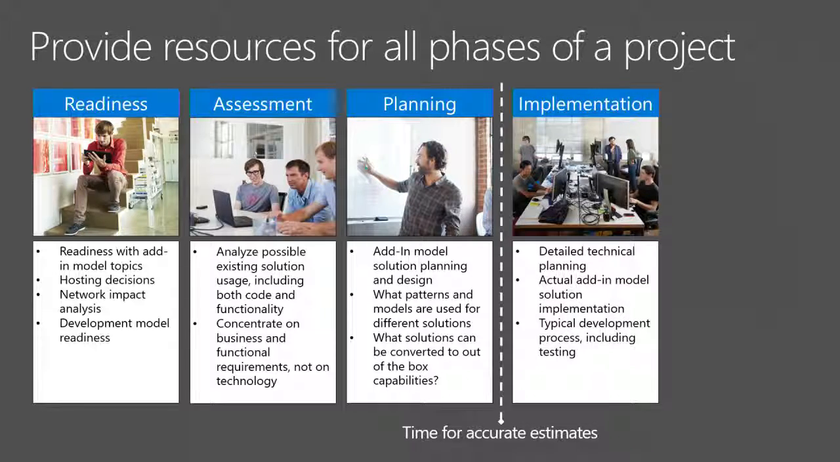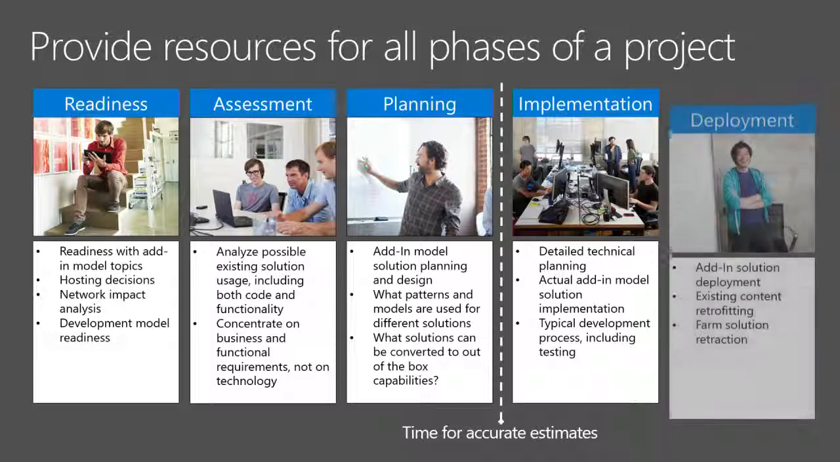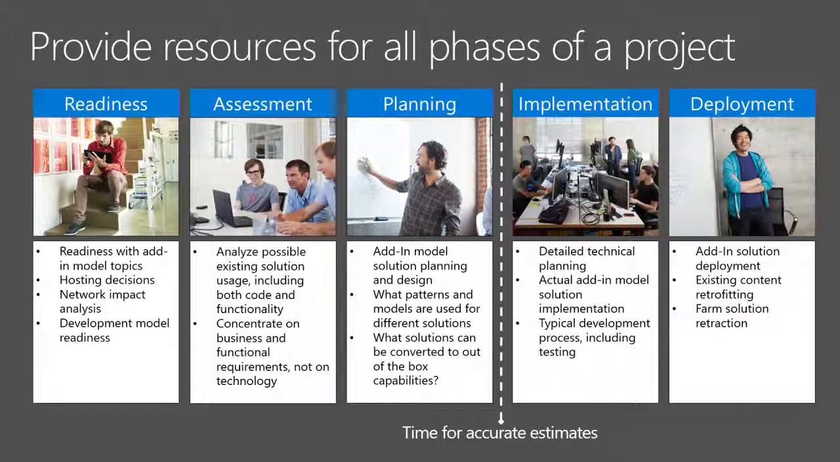And then implementation, so lots of code. We've got work in the pipe now for ALM: how do you do good ALM around one of these projects, those types of things. And then deployment, and how to get your farm solutions out. If you have a bunch of farm solutions and you're trying to convert over to this new model and use patterns and practices, how do I actually extract all that farm solution goop, my content types, my custom list templates? All of those things can be challenging.